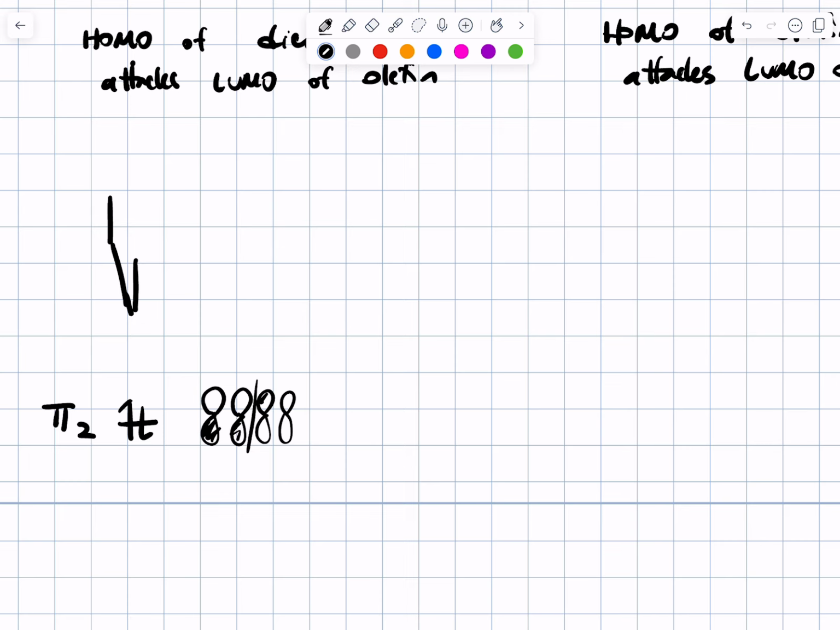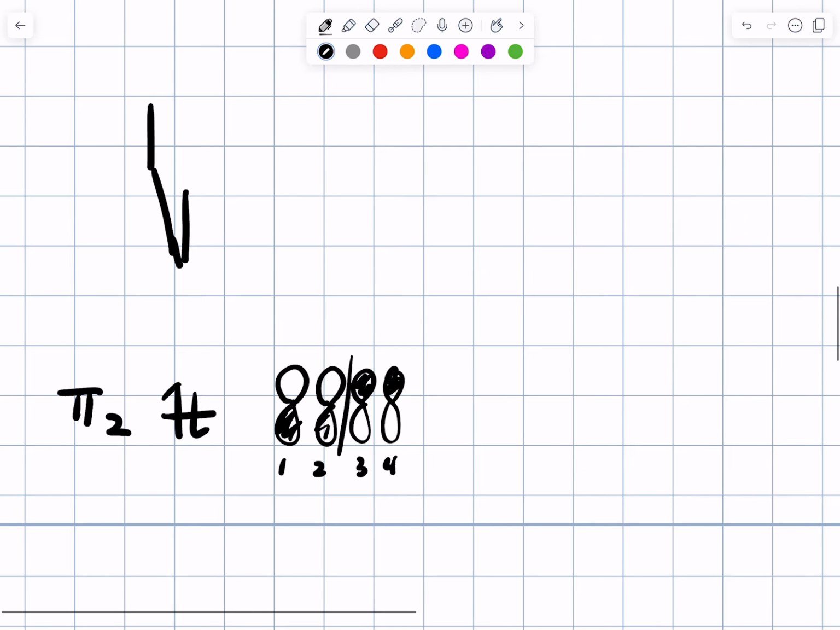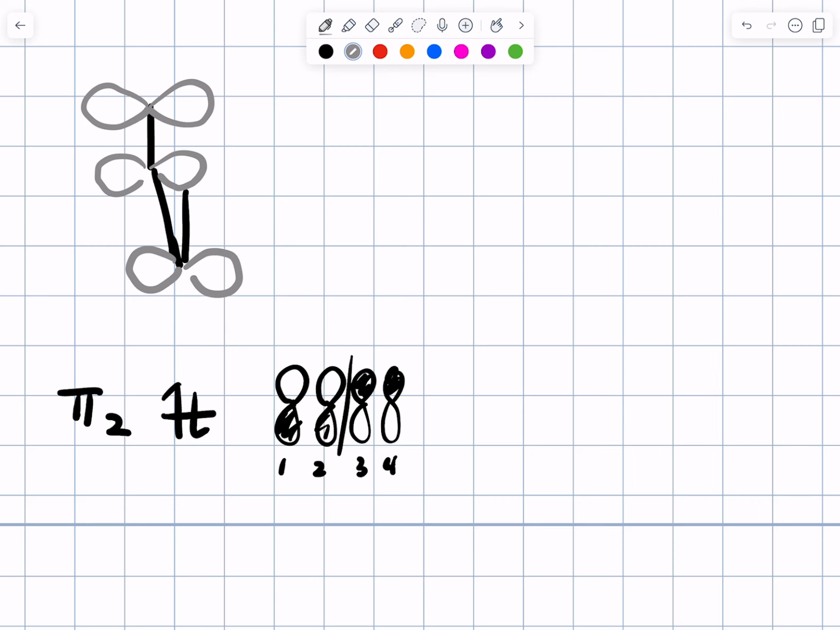There is one node, and therefore you can see that the wave function sign on carbon 1 is opposite the wave function sign on carbon 4. So if I draw that from this sideways perspective, it's a little complicated. There's going to be some overlap. You're just going to have to do your best to visualize, because I can't draw 3D on 2D paper, not very well anyway.